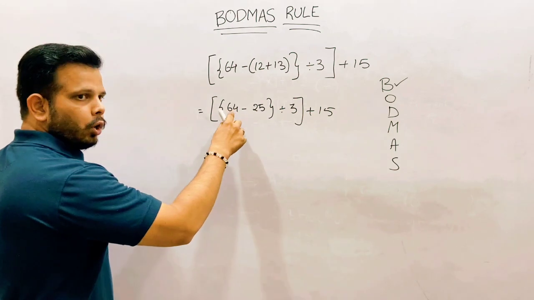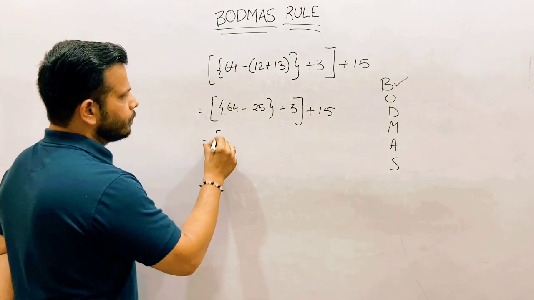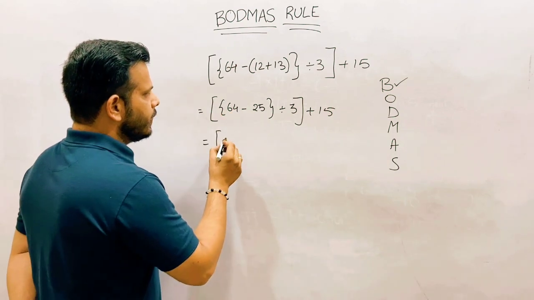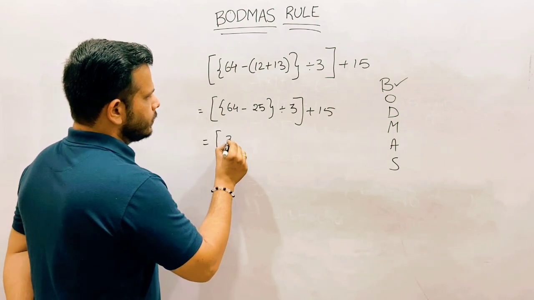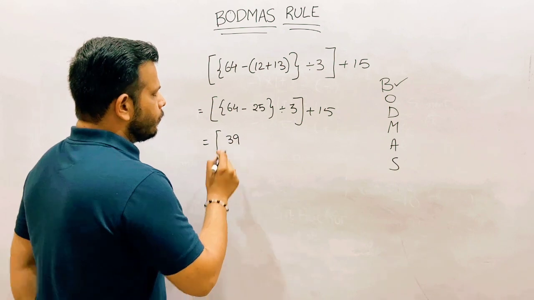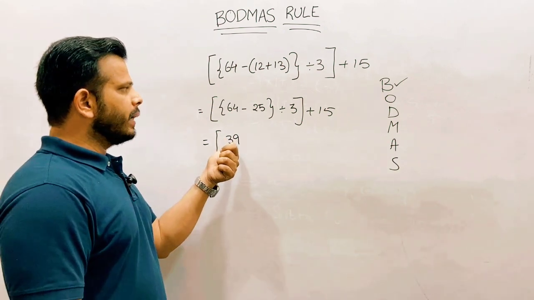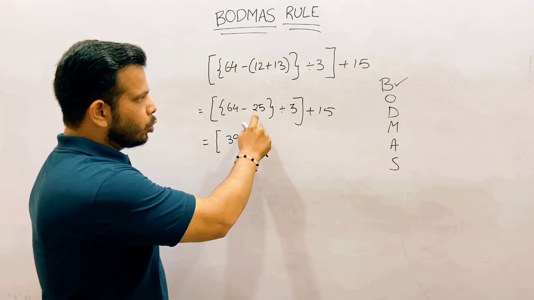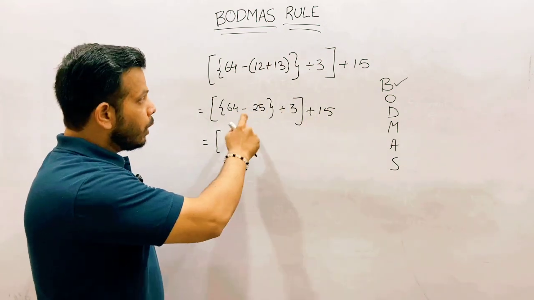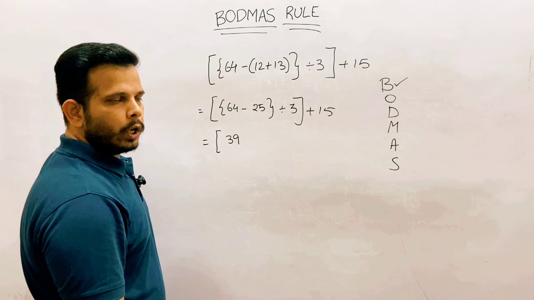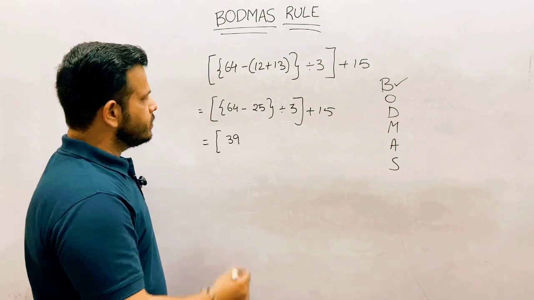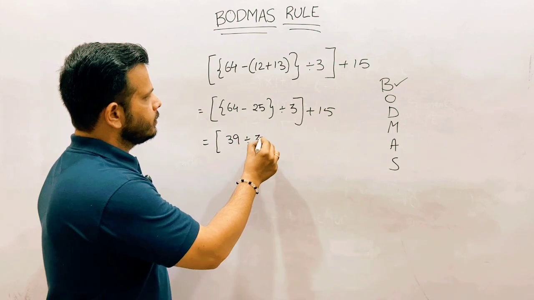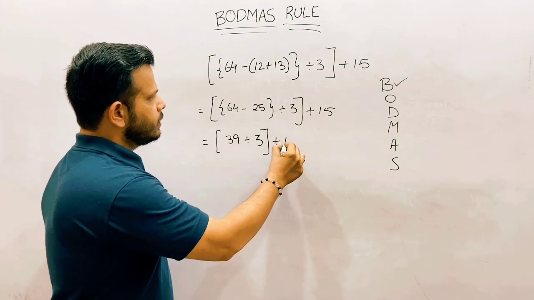Next, solve the flower bracket or curved bracket, whatever you say. 64 minus 25 is 39. Why plus 39? Why not minus 39? Because this 25 is negative, you have to give it to someone. You have 64 rupees. So that's the reason it is plus 39, divided by 3 plus 15.